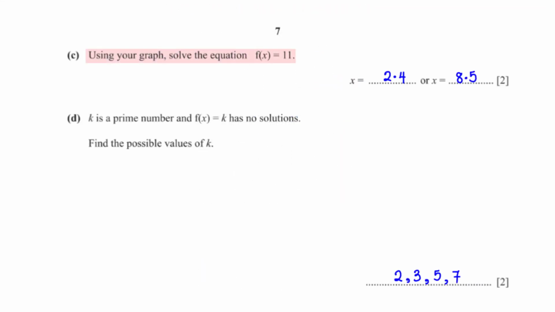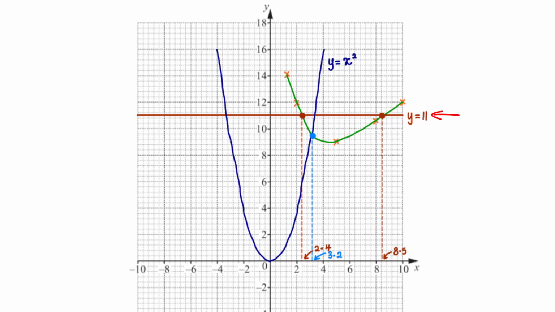Using your graph, solve the equation f of x equals 11. To do this, we draw the line y equals 11 on the grid and note its intersection points with the curve. When we read the x coordinates of the intersection points, we get x equals 2.4 and x equals 8.4.